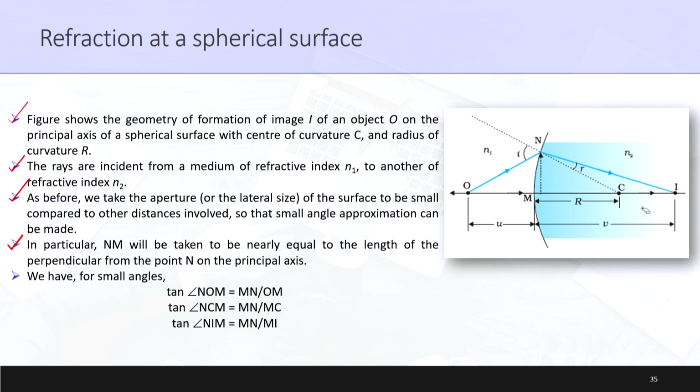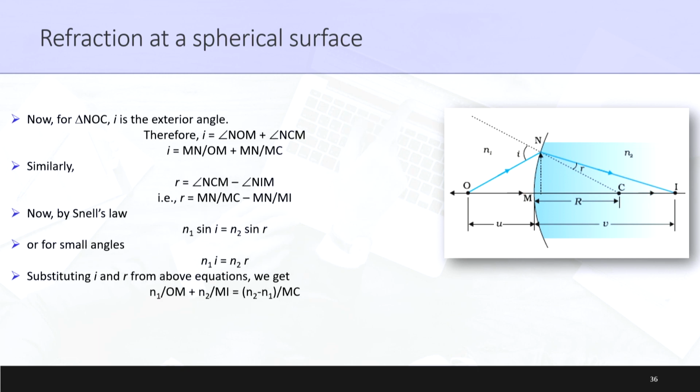And next angle is angle NIM. Where is NIM for you? This is angle NIM. So, NIM is nothing but again NM upon MI. These three things have to be involved for the derivation to take place. So, let us move on slowly. Now for triangle NOC, let us look at the triangle NOC. This is the triangle NOC being talked about.